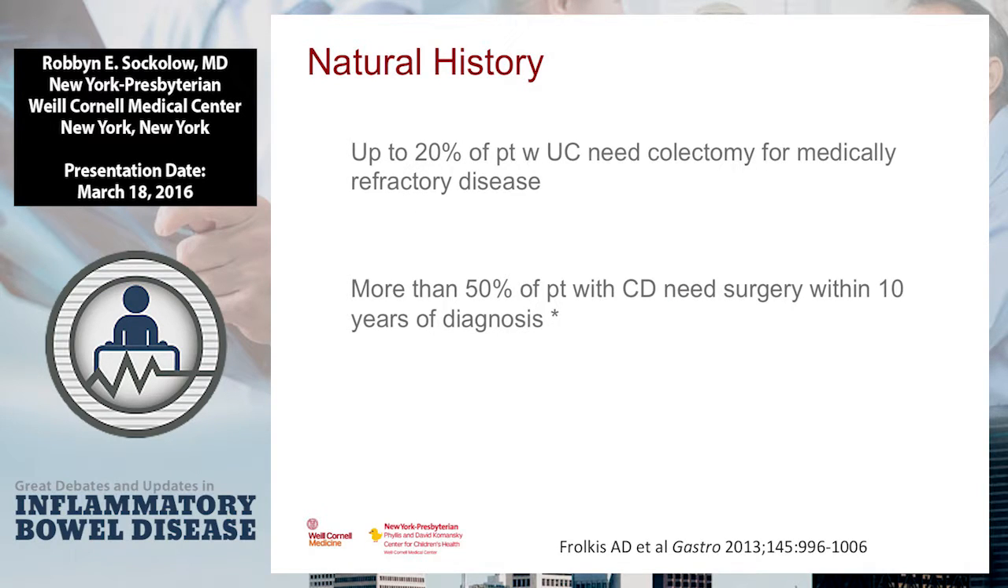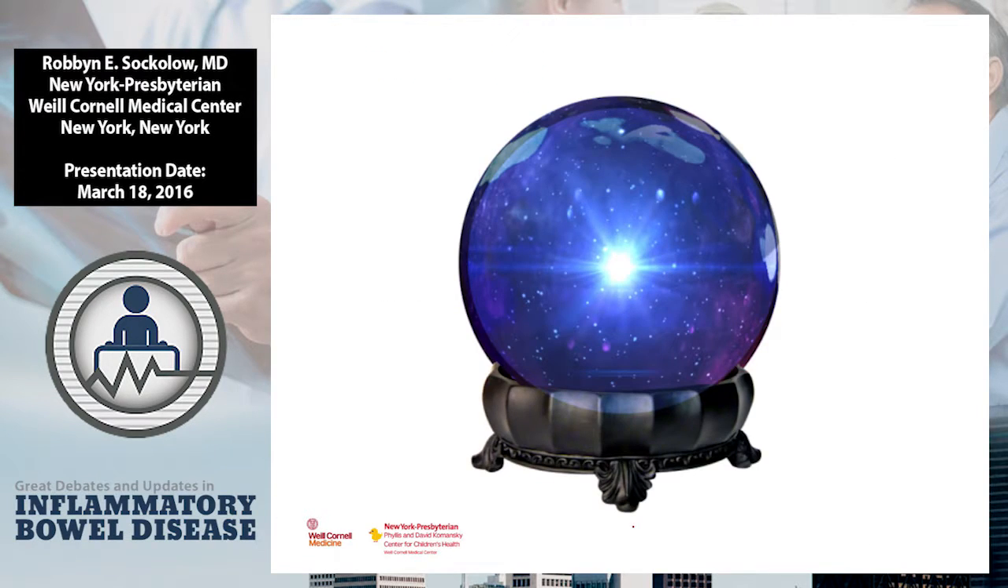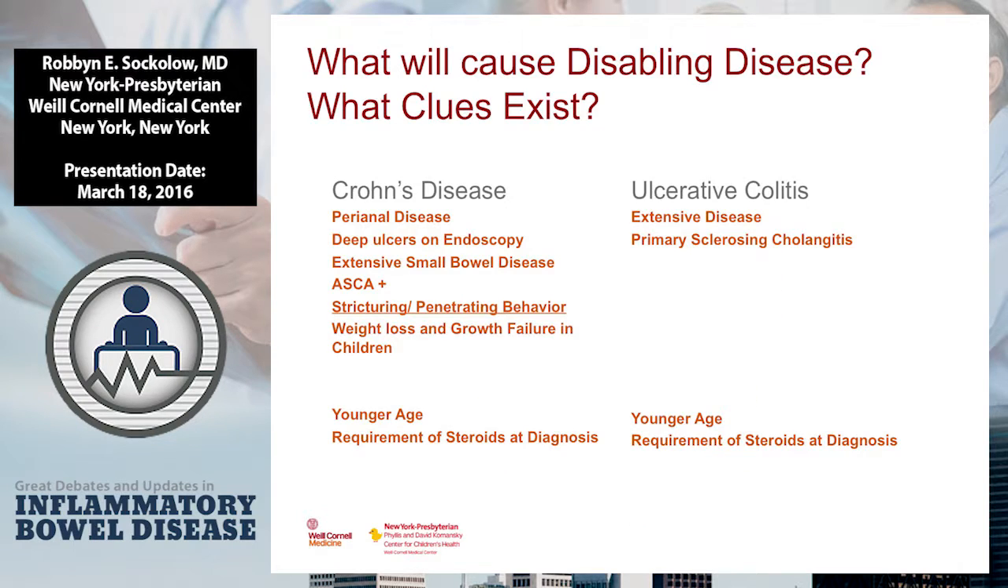We also know that the natural history, especially with UC, is that 20% will go on to colectomy for those who are medically refractory, and that in Crohn's disease, 50% of patients within 10 years will go on to some type of surgery. So this is information that we know, looking to the future; this is what we have at this moment to deal with. So here we have our crystal ball, and if we had the ability to have a crystal ball in our offices and figure out which patient would go on to more complicated disease versus those that might go on to a mild form of disease, then our treatment strategies would be adjusted as such.